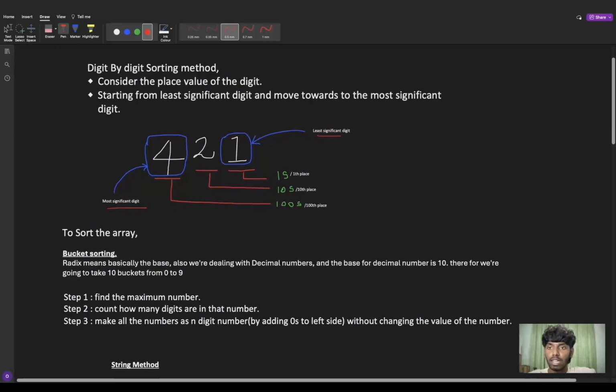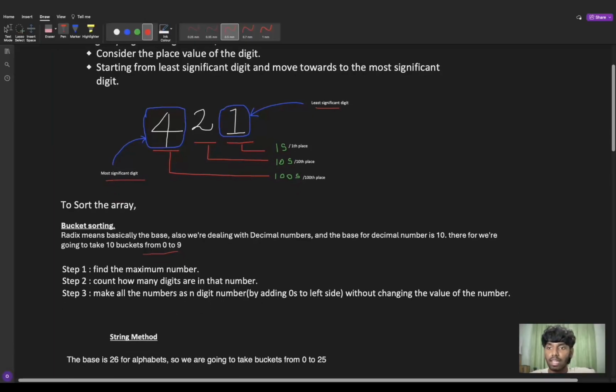To sort an array, we are using a method called bucket sorting. Radix means the base. We are dealing with decimal numbers here, and 10 is the base for decimal numbers. Therefore we are using 10 buckets starting from 0 to 9, and then follow some rules. As you can see, here we got some steps to sort an array using Radix Sort.